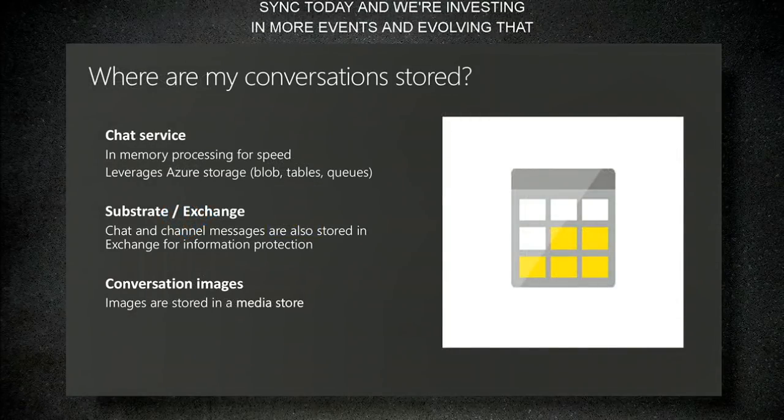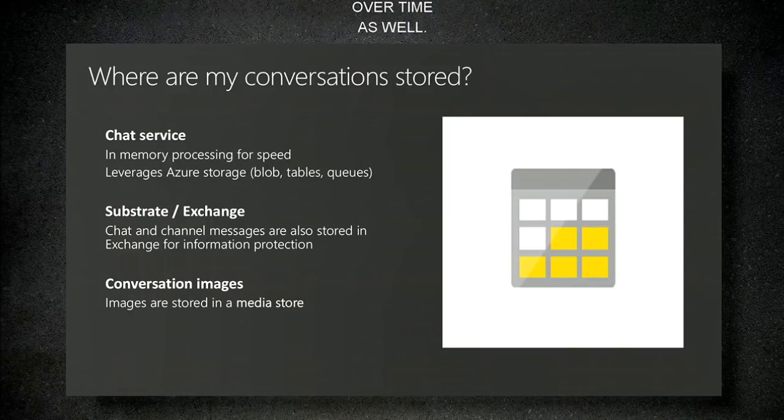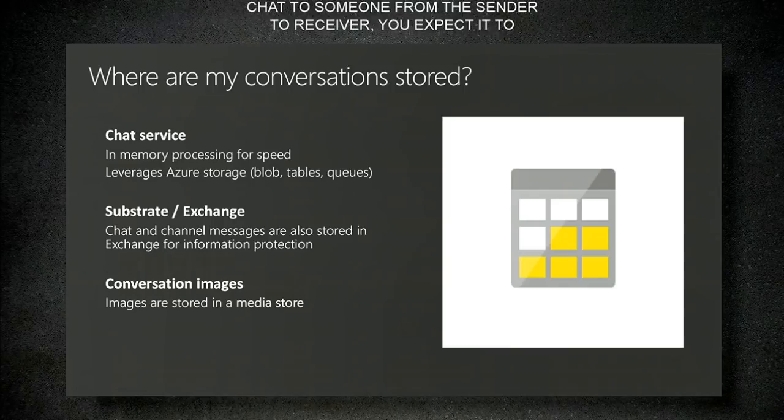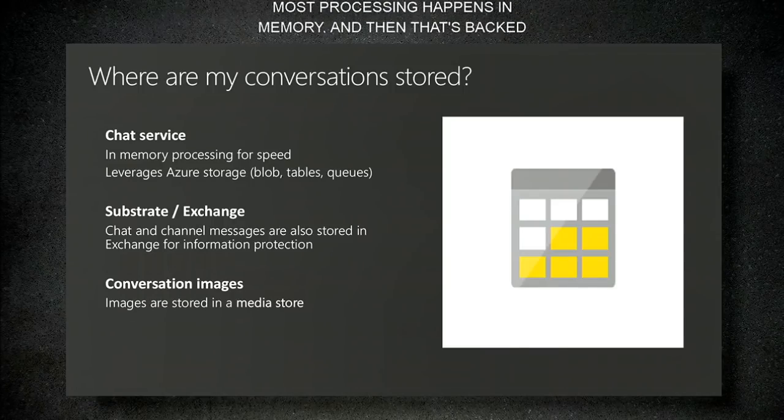As Dan mentioned, we're often asked where my chat message is actually stored. There's a chat service behind Teams, and it has its own physical storage. But you could imagine when you send a chat from the sender to the receiver, you expect it to get there instantly. So most processing actually happens in memory, and that's backed by Azure Storage. We also publish the chat information down to Exchange to enable information protection, and images are stored in a separate physical media store that's specifically designed for images.